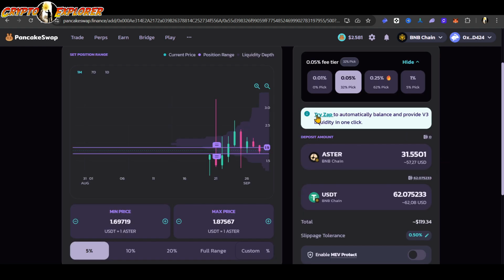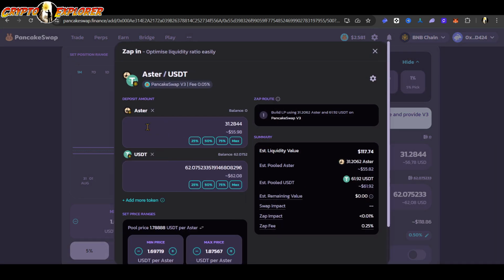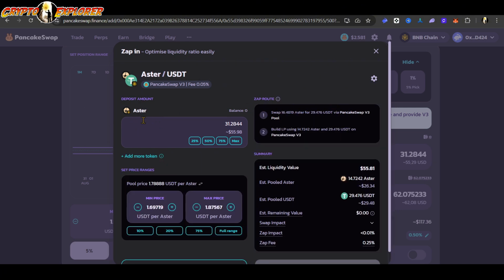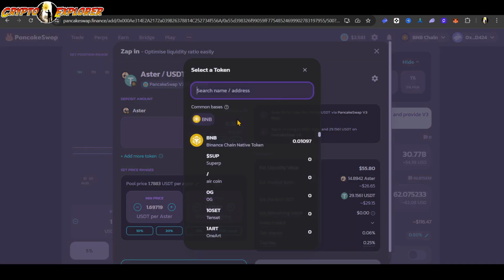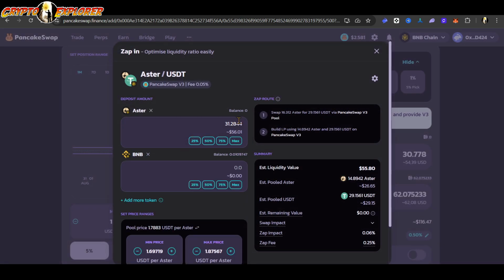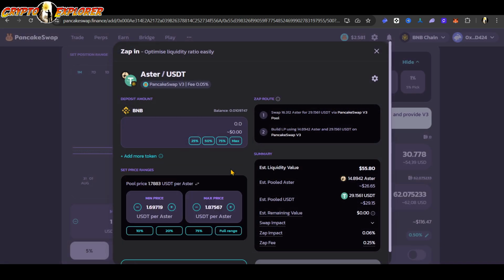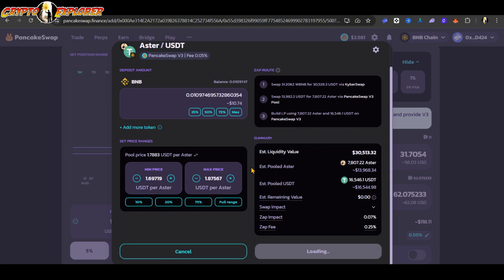Now another thing is, you see some pools will have this zap feature here. This is very handy because when you zap in, you can pretty much ignore what the tokens in the pool are, and you can deploy something that you have in your wallet that is not even present in the pool. PancakeSwap will do all the necessary trades in the back end to get your token. For example, if I want to go with BNB, I can remove all of this, I deposit my BNB, and then it will do all the necessary trades to swap it for Aster and USDT.